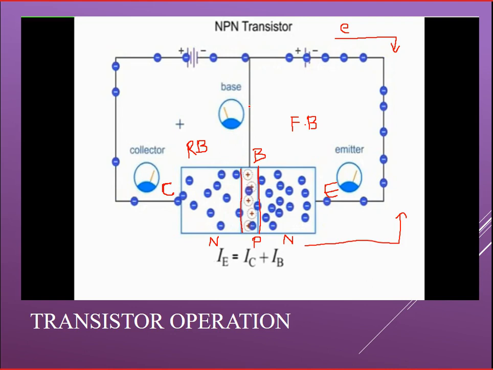For example, if the current is 100%, the base current will be only 1%. That's why I represented it in terms of 100. Suppose 100 electrons are crossing, only one electron will be absorbed by the base, and all the remaining will cross to the collector. In terms of current, if the overall current IE is 100 milliamps, then IC will be 99 milliamps and IB will be 1 milliamp. Is everyone clear about the current?